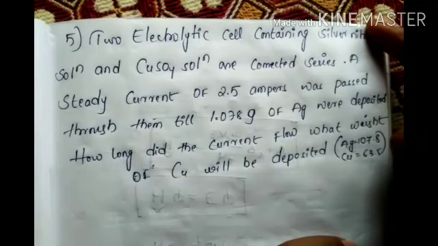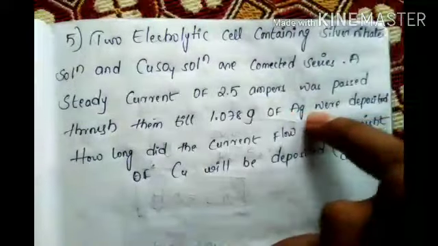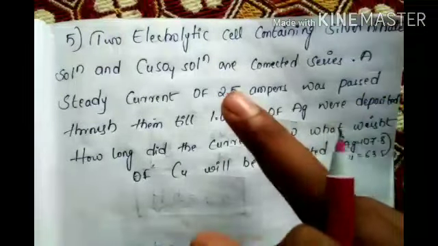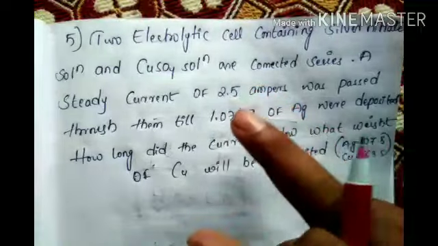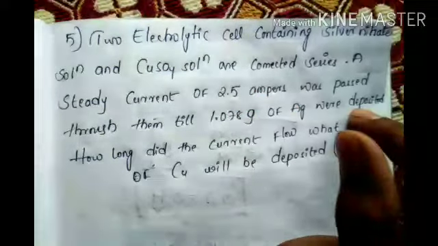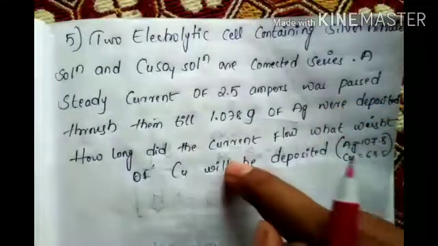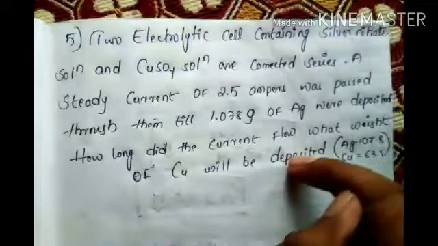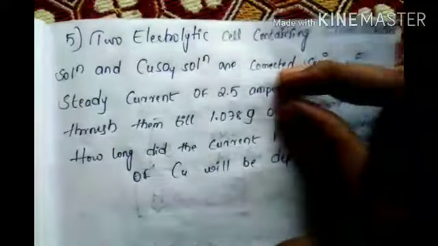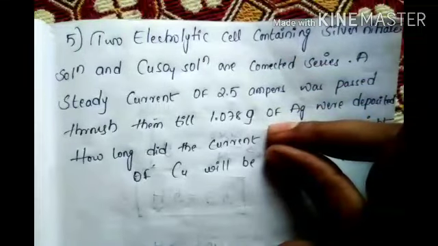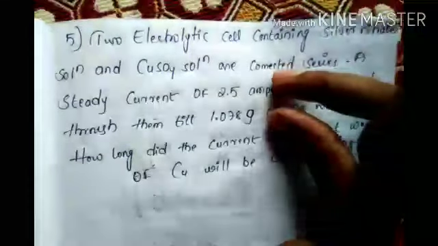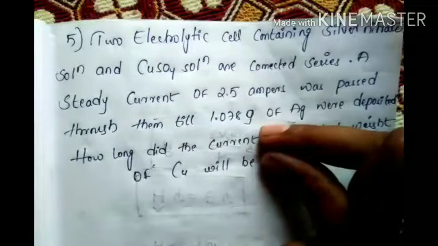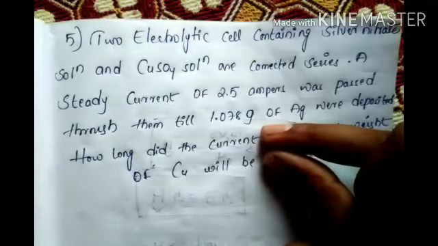On one side Ag is deposited, right? On the other side Cu will be deposited, right? So this much current is passed, and this much silver is deposited. Now for the other side, how long does the current flow? What is the weight of Cu deposited? So half of the given question is done. Okay, one big question we have to do.